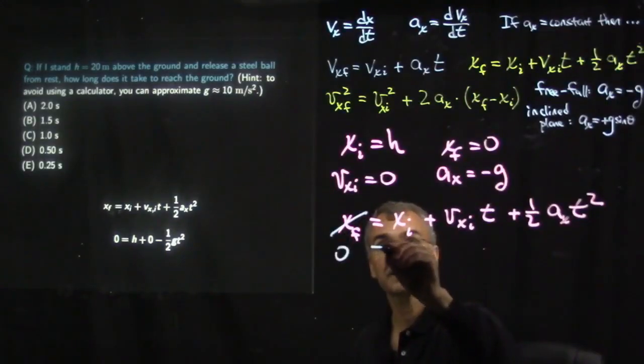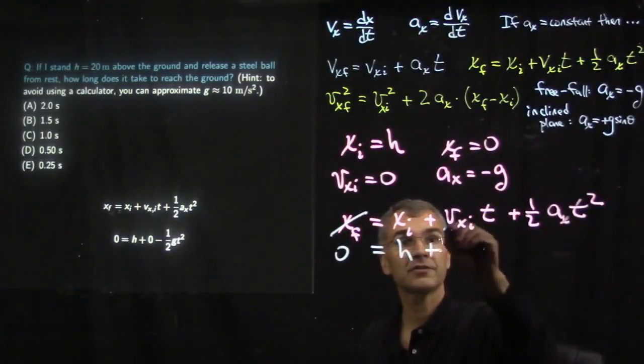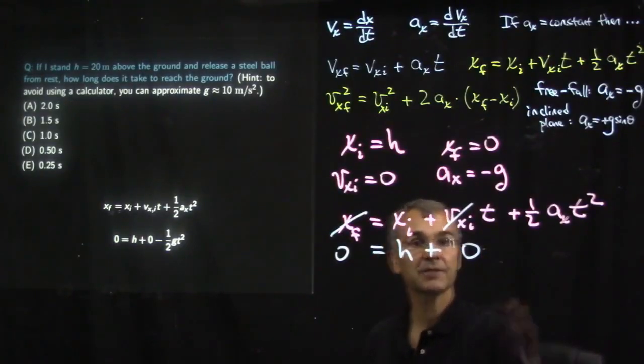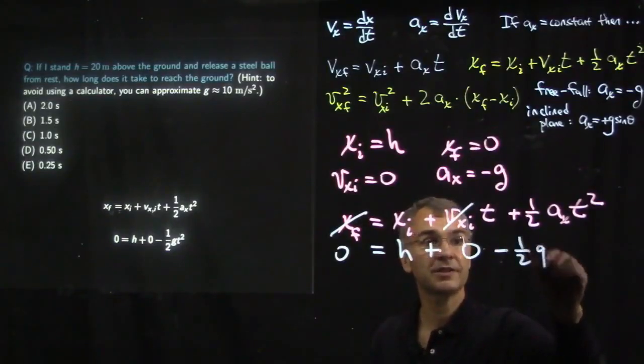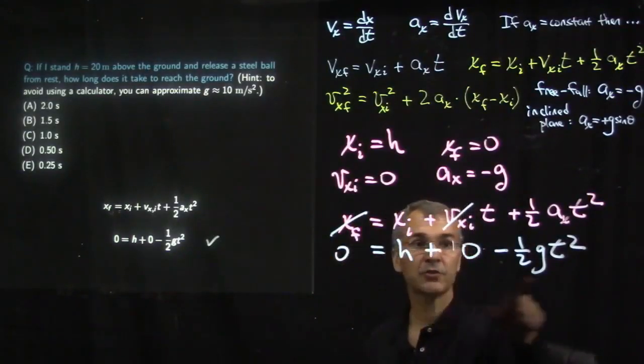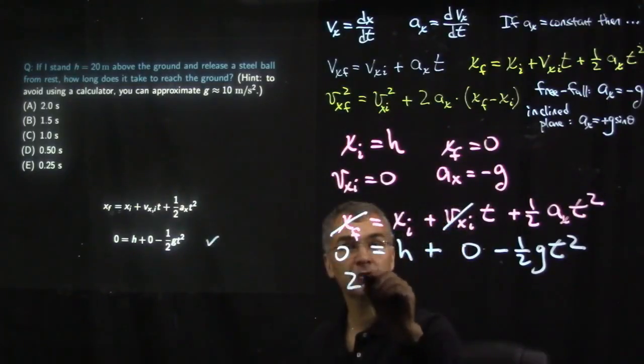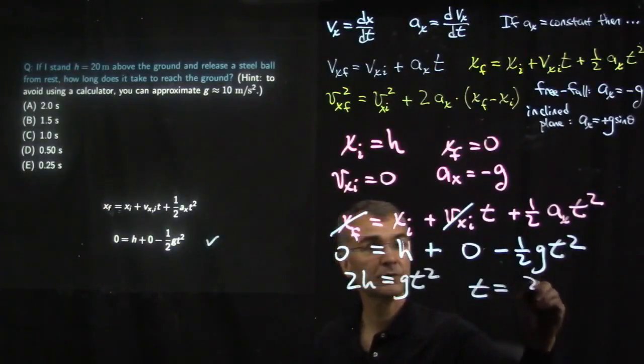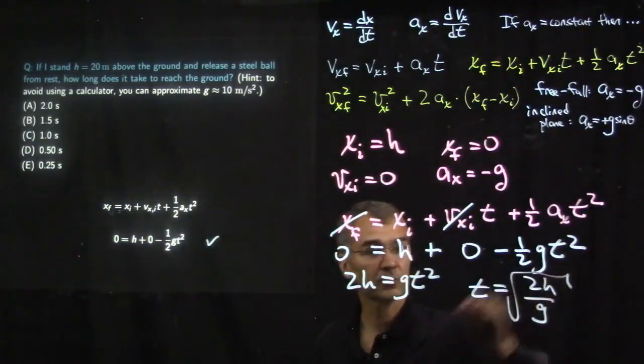We know that this is h and this is 0. And this is actually minus because a sub x is minus g. So this is minus 1/2 gt squared. So I guess we have only two terms left. This tells us 2h equals gt squared. So t is the square root of 2h over g.